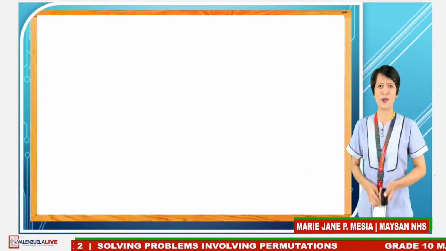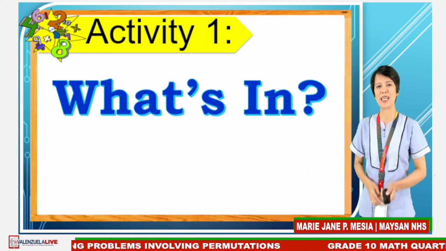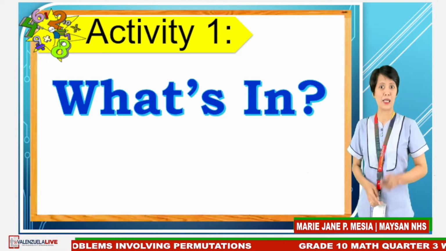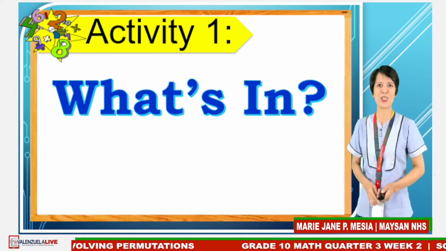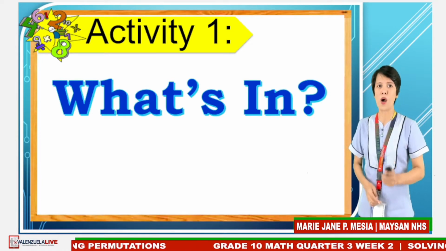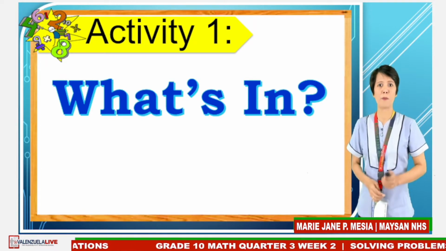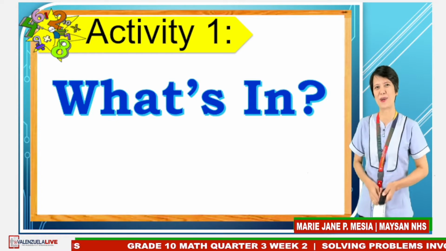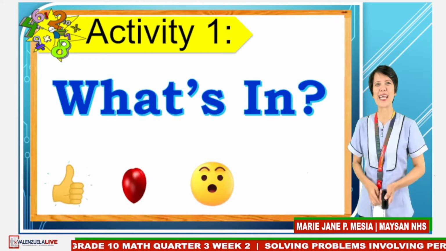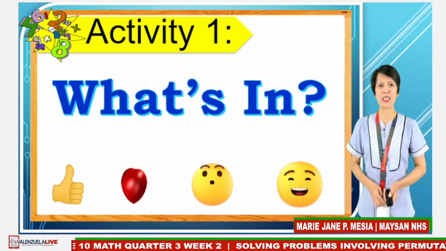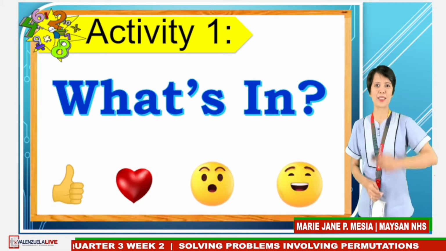Now, let us answer first the activity, What's In. You have to evaluate the given factorial notation. The score that you will gain in this activity can be doubled plus additional points or bonus points once we reach the Mission Possible activity. So, keep your focus and make sure that you jot down your score. Choose the like emoji, heart emoji, wow emoji, and haha emoji. I will give you 10 seconds to answer each question. Are you ready? So let us start.